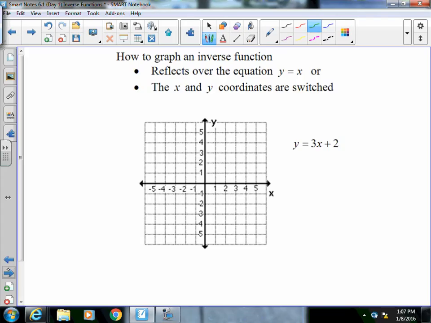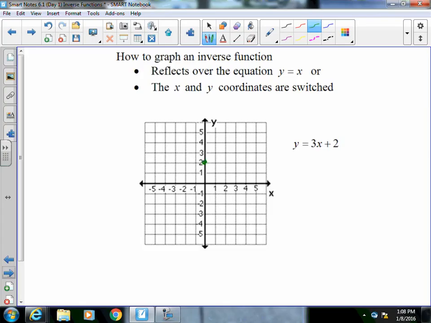How do we graph an inverse function? Well, a couple ways to think about it. We can think about it as reflecting over the line y equals x. Or we can think about it being the x and y coordinates switched. So lots of times I think about it in terms of the second bullet point, the x and y coordinates are switched, but check it with the first bullet point.